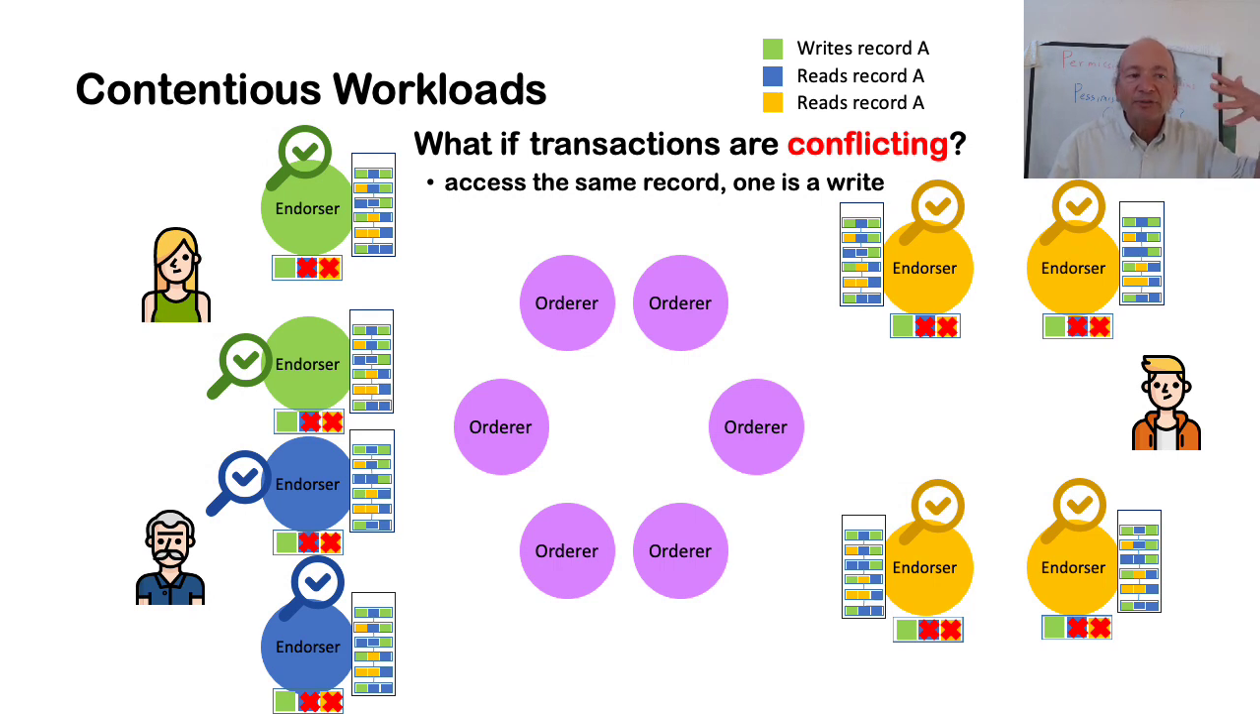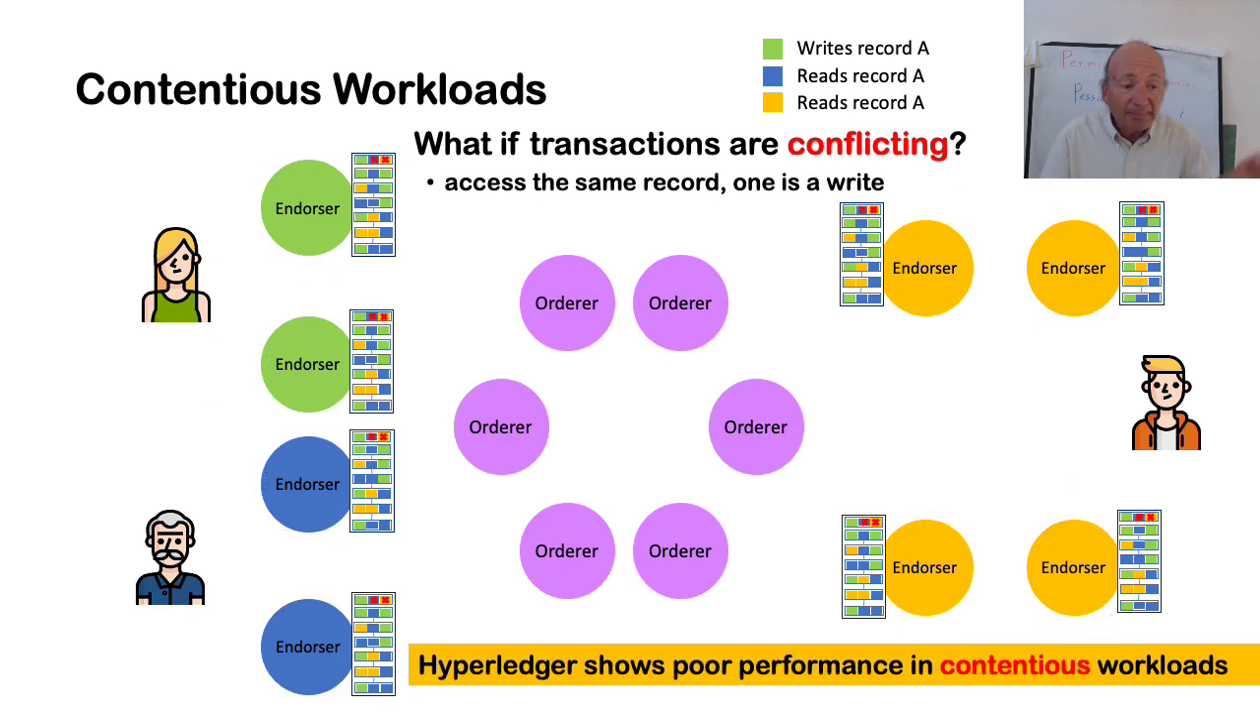Notice in a way it's because the 2 reads were executed on the initial state. They do not reflect the state of this write operation. So the write operation was ordered before them, and you have an inconsistent behavior. So as a result, Hyperledger in its basic form shows poor performance when the workload has a lot of contention.